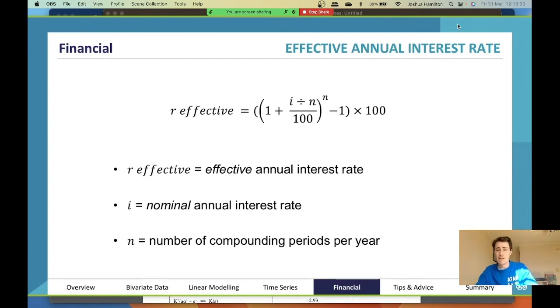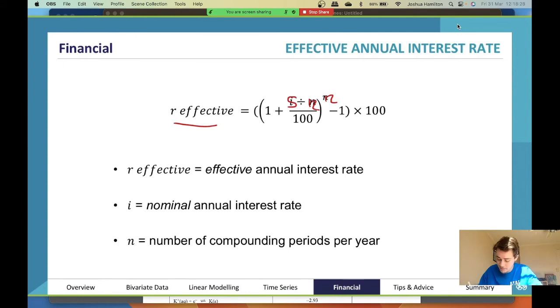You need R effective equals 1 plus, and then you have all of this, but essentially your nominal annual interest rate and your number of compounding periods is important. So your nominal annual interest rate is your interest rate per annum. So if it says 5% per annum compounding monthly, you go 5 here, and you go your number of compounding periods per year. This is 12, and this is 12. And that's how you get your R effective.